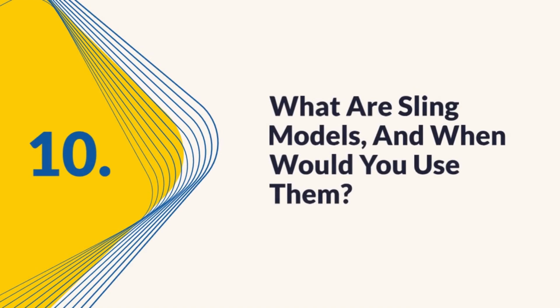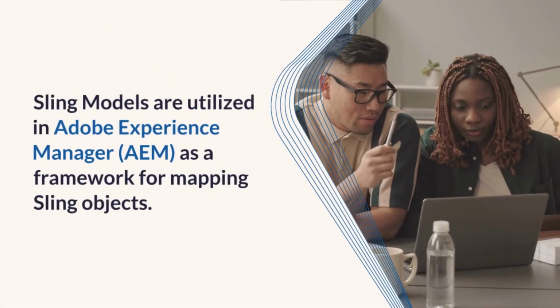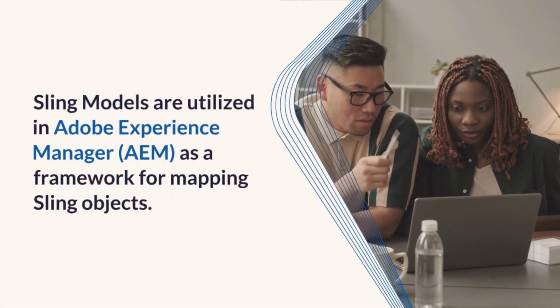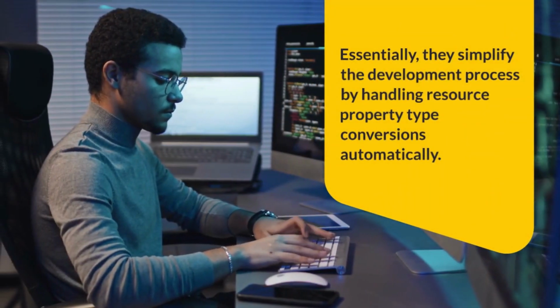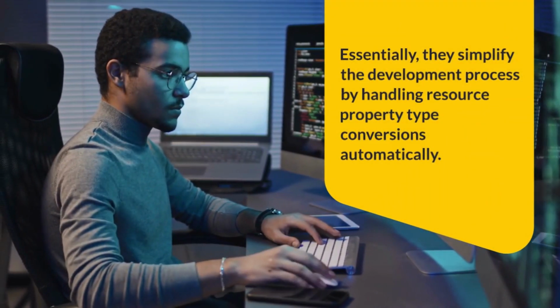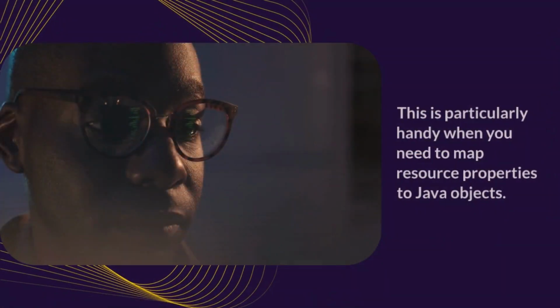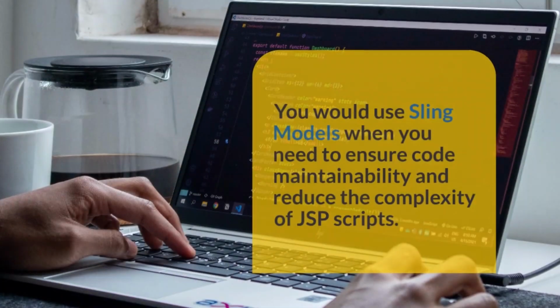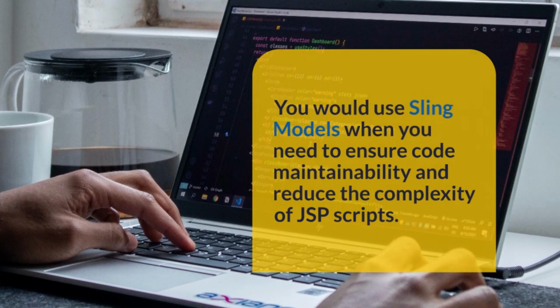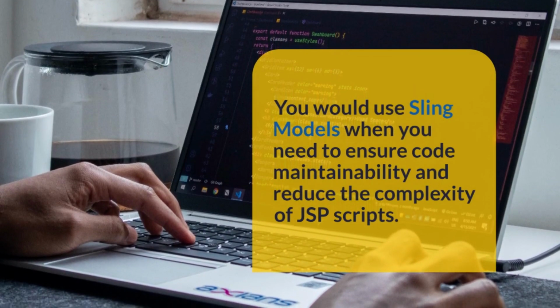10. What are Sling models, and when would you use them? Sling models are utilized in Adobe Experience Manager, AEM, as a framework for mapping Sling objects. Essentially, they simplify the development process by handling resource property type conversions automatically. This is particularly handy when you need to map resource properties to Java objects. You would use Sling models when you need to ensure code maintainability and reduce the complexity of JSP scripts.